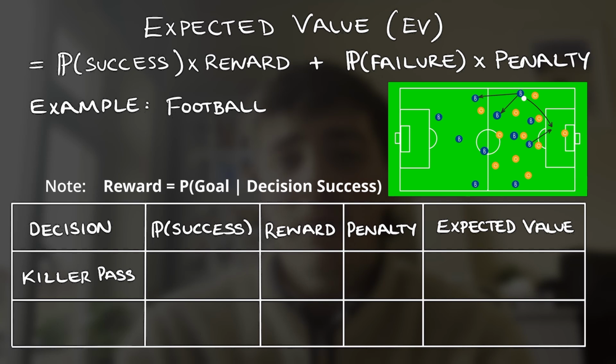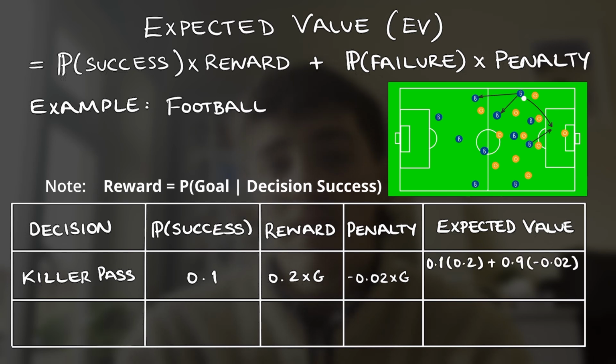Using the same table as we used for the golf example, let's start with the first decision as going for that killer pass. We're going to estimate the probability of success as 0.1, and the reward for this pass to be 0.2 expected goals. As discussed, the penalty would be -0.02 expected goals, and therefore the expected value for this decision can be calculated as such.